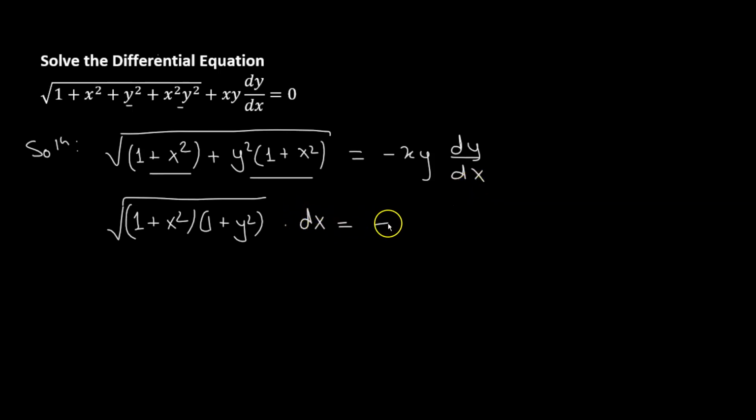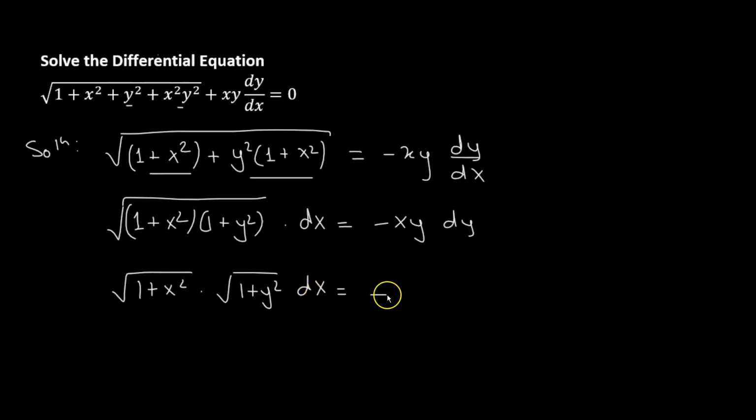So this is equals to negative xy dy. And the square root can be written as 1 plus x squared times square root of 1 plus y squared dx equals to negative xy dy. Now what we'll do, we'll divide both sides with this factor and this factor. That means I'm going to divide with x times square root of 1 plus y squared.